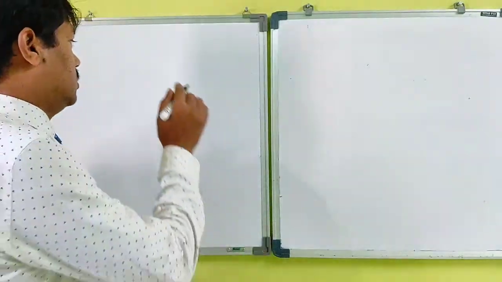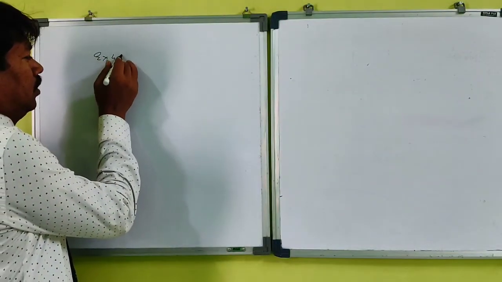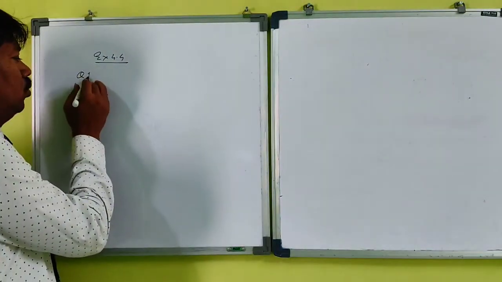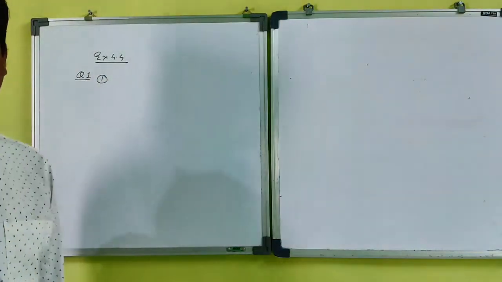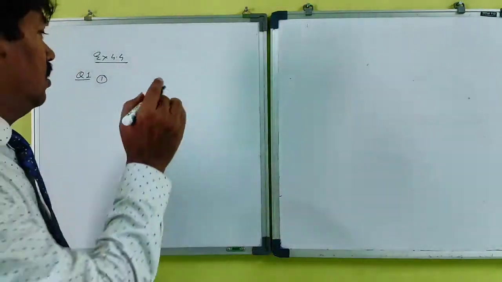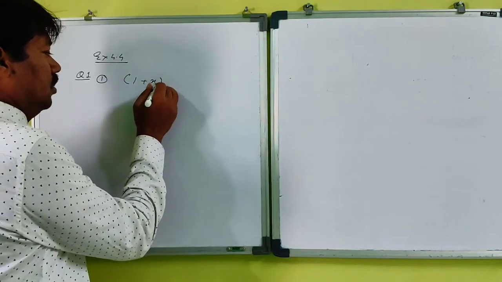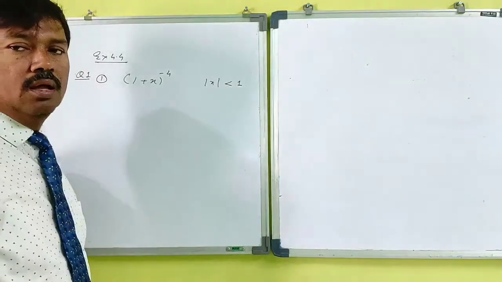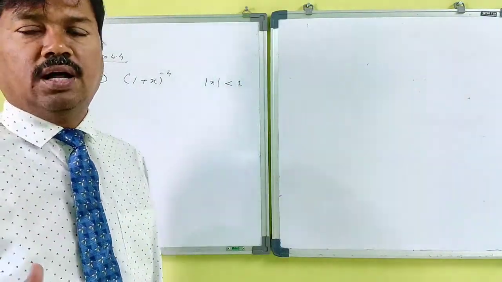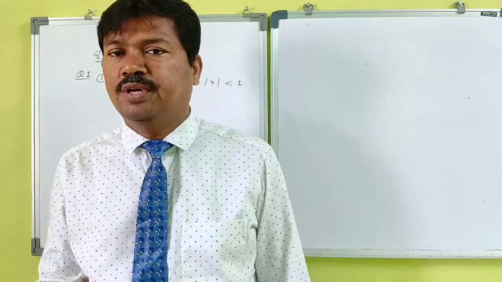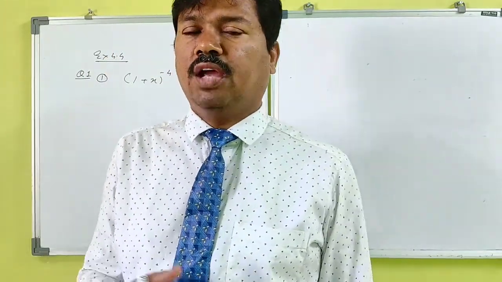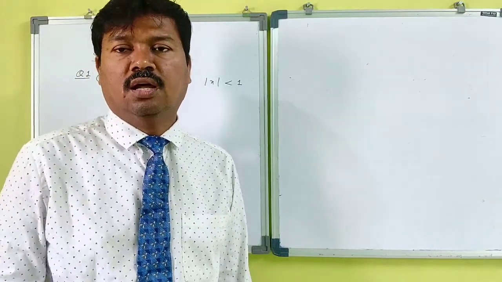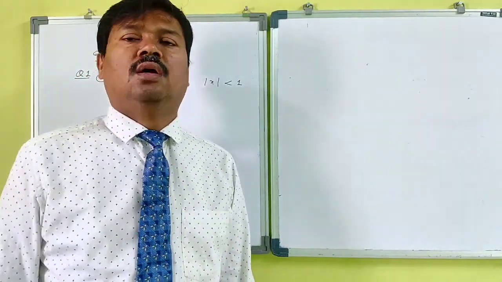So, exercise 4.4 of your textbook, question number 1, question 1. The first question says to find the first 4 terms for this expression where mod of x is less than 1. Because if mod of x is greater than 1, then the series becomes infinite. So for less than 1, we can find any number of terms which is asked, because it goes on decreasing.